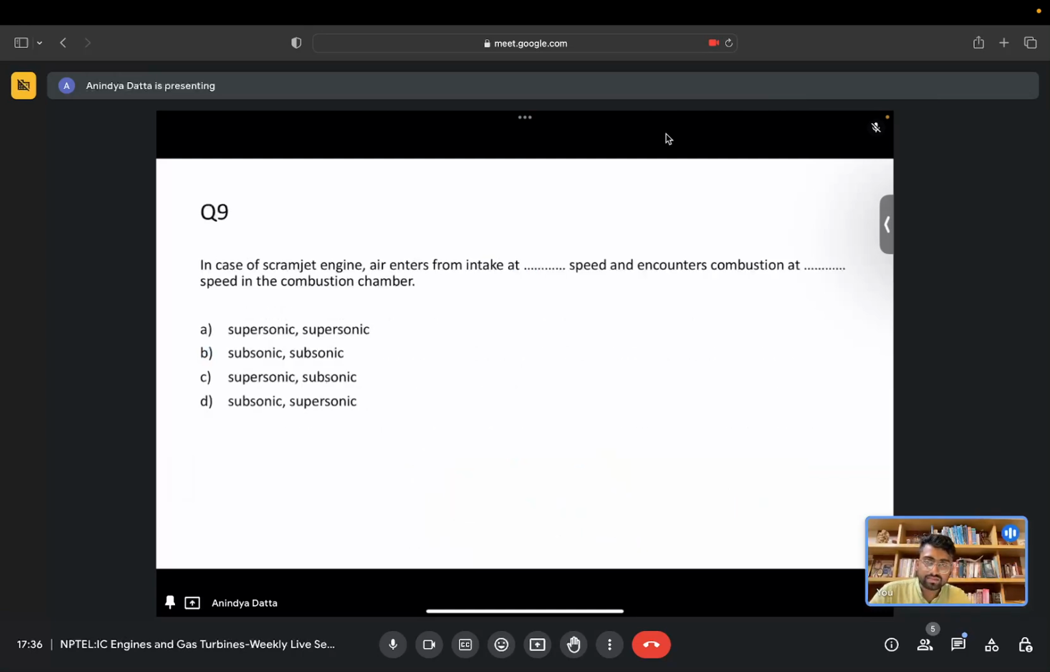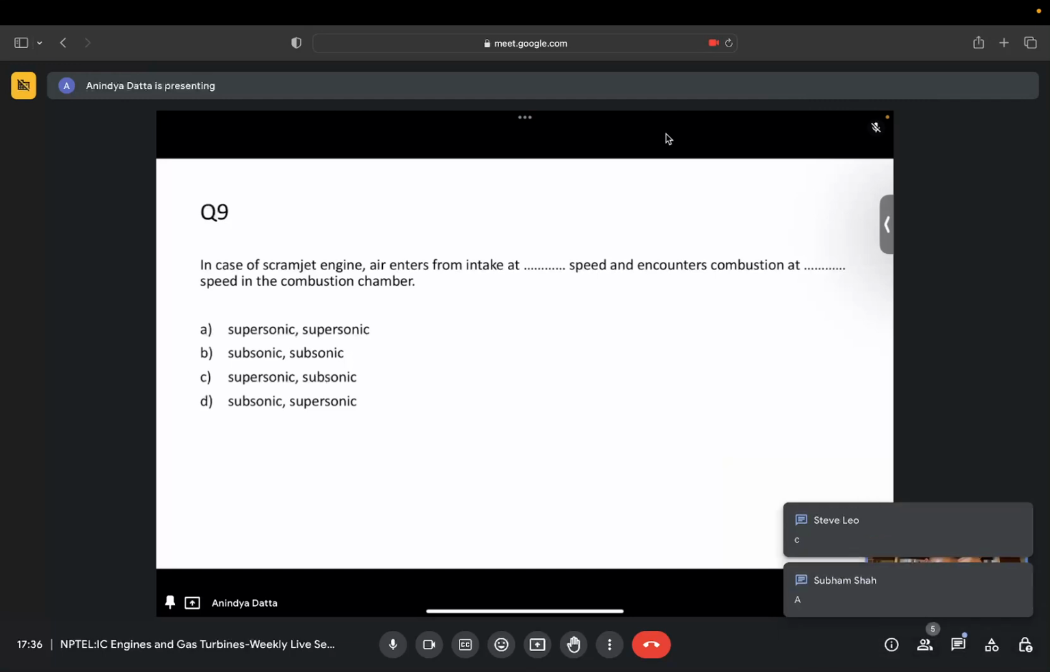In case of a scramjet engine, air enters from the intake at dash speed and encounters combustion at dash speed in the combustion chamber. Again you can type in the option. Yeah, option A is the correct one.